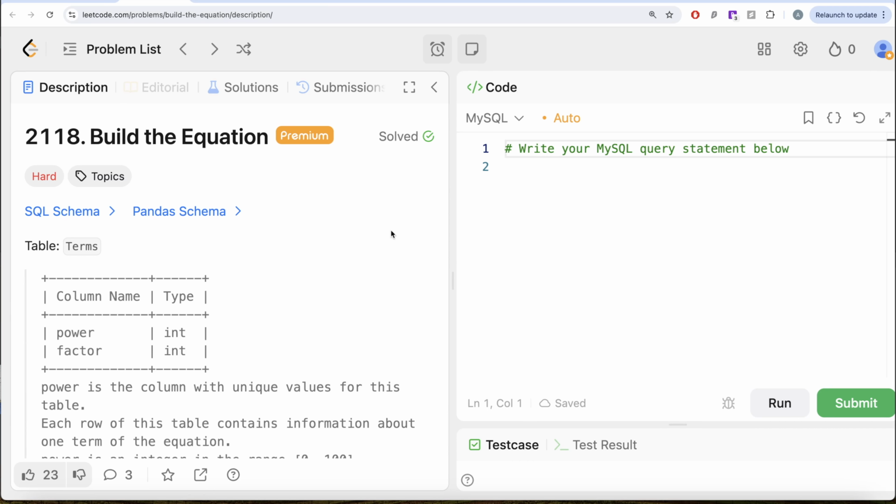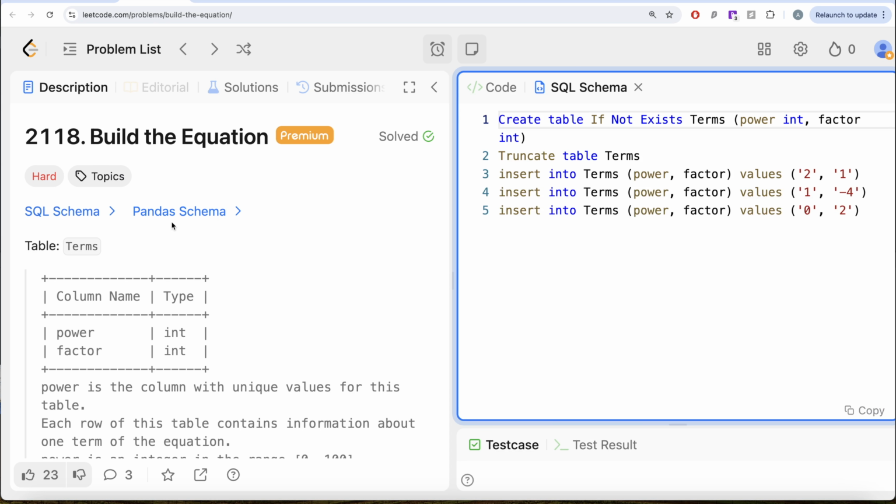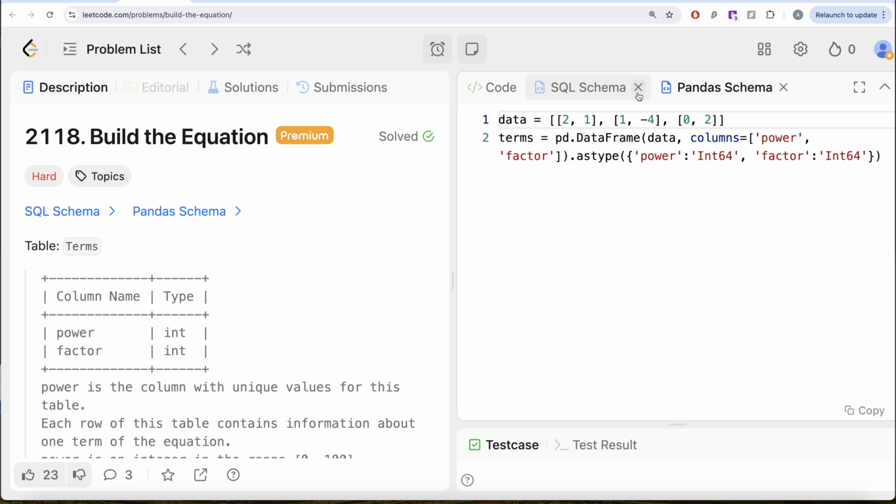This channel, Avid Science, is all about trying to learn various concepts of Avid Science by practicing a lot of questions. In this video, we are going to solve this question on Leetcode regarding build the equation. The difficulty level of this question is hard, and I'm going to share the SQL schema as well as the Pandas schema in the description box below.